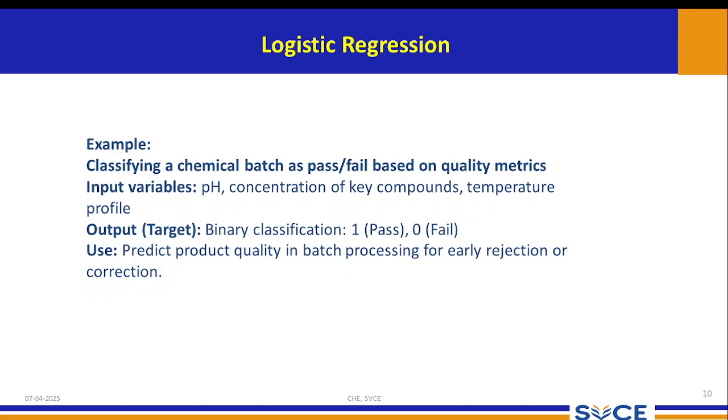So obviously you can find it out. Predict the product quality in batch processing for early rejection, so easily we can reject it: this compound is not of good quality. Obviously when this is given as an input to the system, it will be affected. Classify the chemical batch as pass or fail. Even after the reaction we can test the pH, concentration and temperature, to see whether this batch is suitable or not.